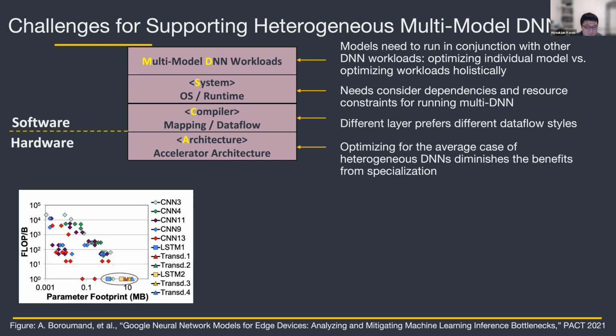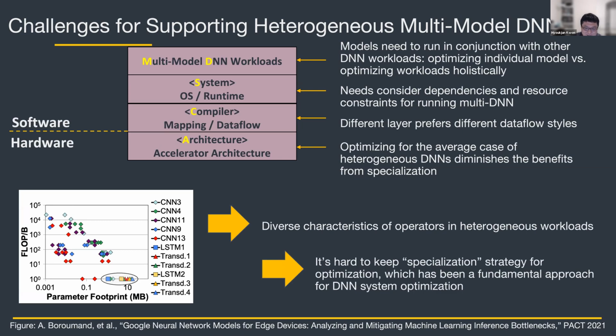This plot is from one of the recent publications. It shows the arithmetic intensity on the y-axis and the memory footprint on the x-axis, and each dot represents a layer in many different models. The bottom line here is that we do see diverse characteristics of operators across all of these layers, so we can easily expect heterogeneity in multi-DNN workloads. And the main challenge is that it's hard to keep the specialization strategy for optimization, which was the fundamental approach for DNN system optimization for years.